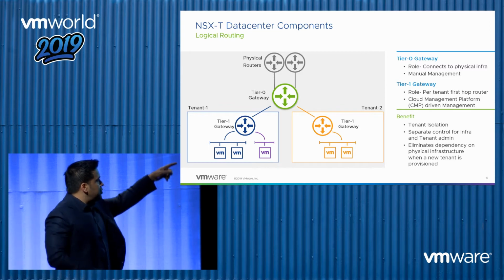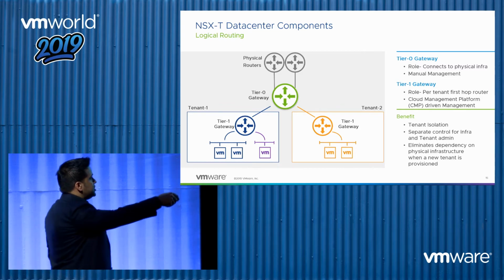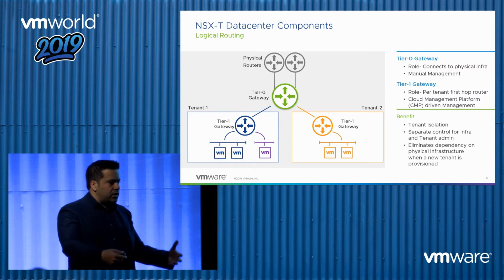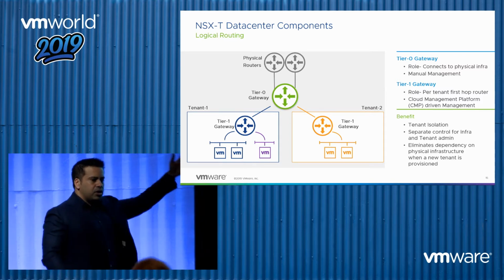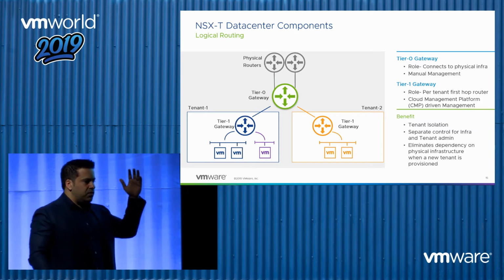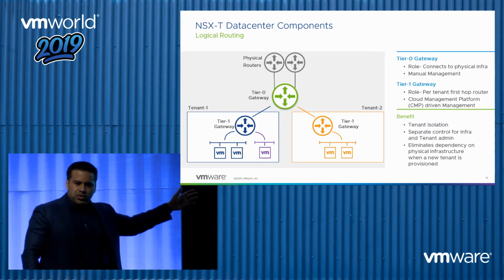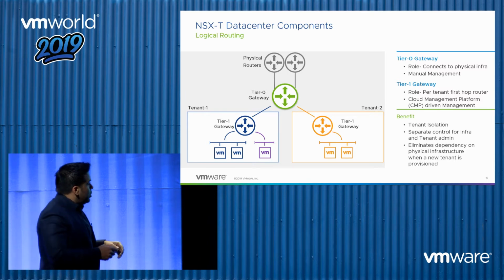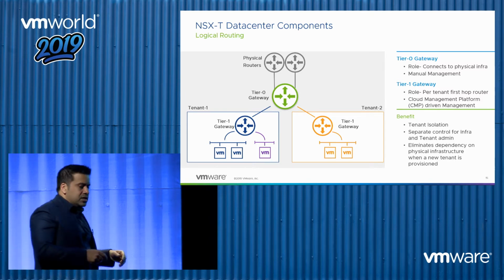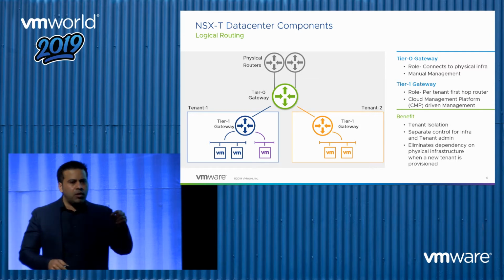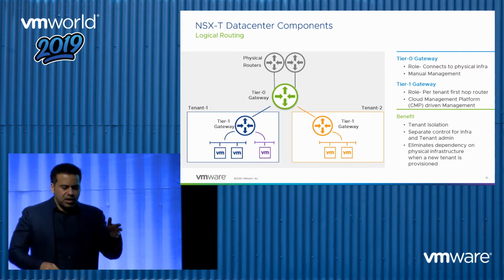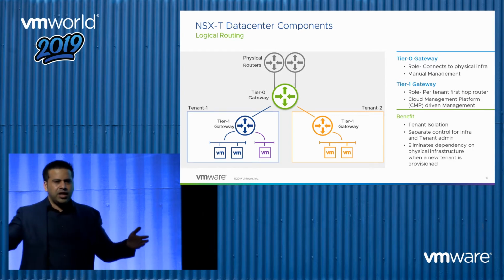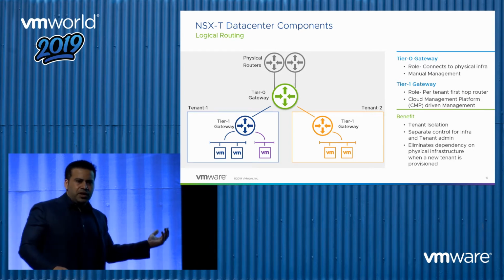In this case, I have 2 tiers of routers. First one is tier 0. Now, this tier 0 is more of an admin router, a provider router, which would talk to your northbound devices, which would talk to your physical boxes. This is where you would run BGP, static routing, and do all the fancy configurations, right? Now, what is the role of this tier 1? It depends on how you want to consume it. I'll give you an example. If you have different departments in your organization, prod, dev, marketing, HR, put them in different tenants.